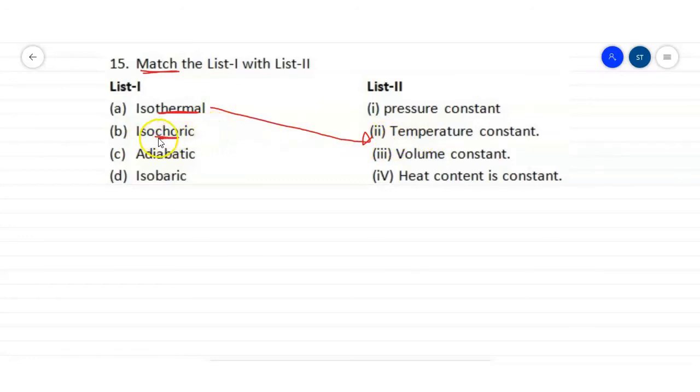Isochoric. Isochoric means a process in which volume will remain constant. So for B we can take 3 as the correct match. Adiabatic process is a process in which heat content will remain constant, or there will be no heat exchange between the system and the surroundings. So here C will be matching with 4. Isobaric. Isobaric is a process in which pressure will remain constant. So for D, 1 will be the perfect match. This will be the solution for this question.